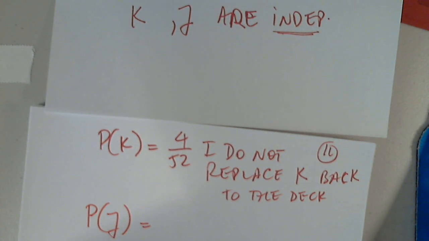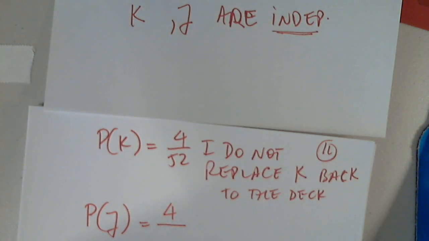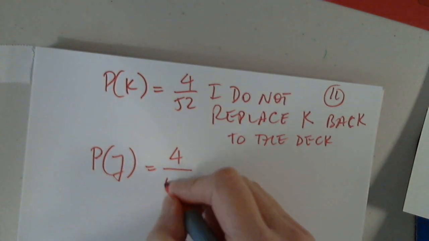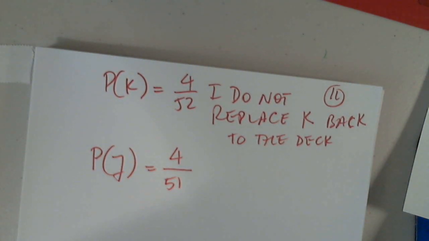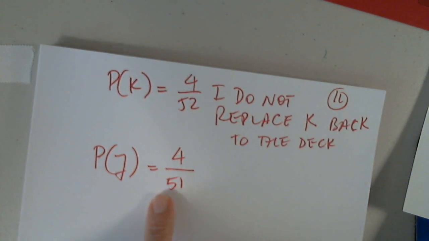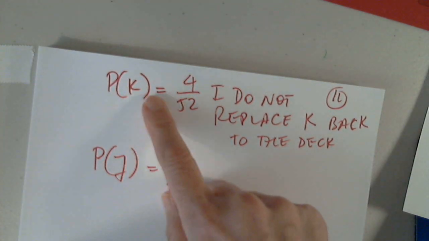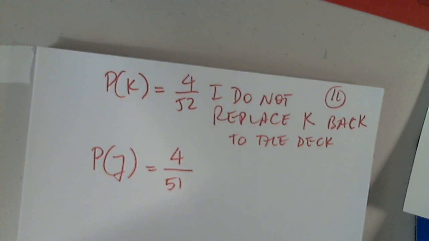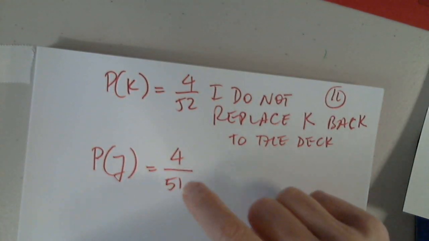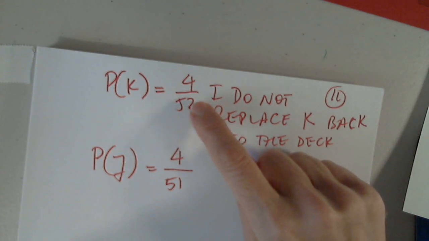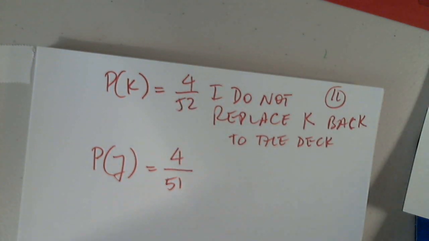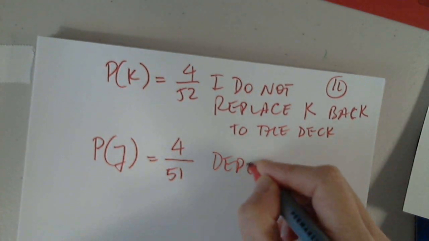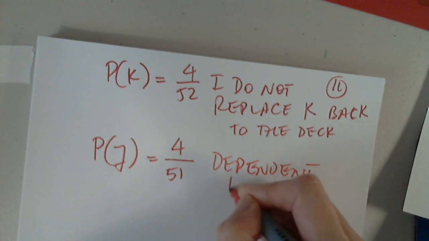I still have 4 jacks in the deck. But how many cards are still in the deck? See what happened now? The probability of selecting a jack depended on what I selected and the fact that I didn't replace it. So these two events are dependent now, because the probability of selecting a jack was affected by selecting a king, or selecting anything, especially if I didn't replace it, right? So dependent events.